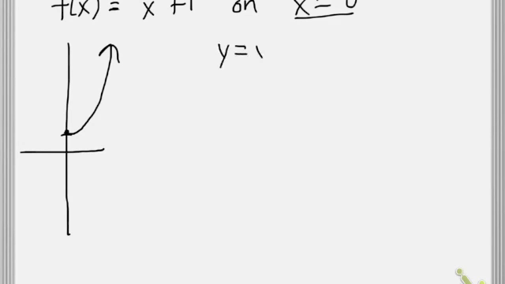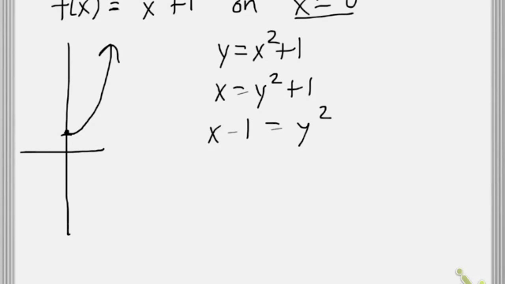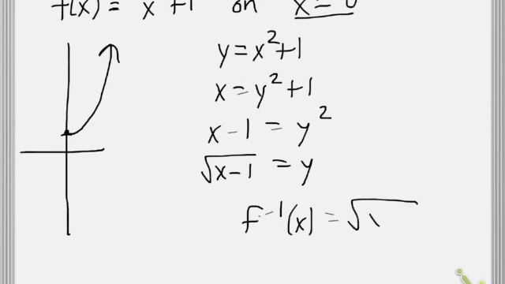All right, I get rid of my function notation. All right, I switch my x and y. I try to solve for y. All right, so I'm here where I need to undo a square, so I use a square root. All right, and lastly, I write my inverse notation, and I have my inverse function, okay?